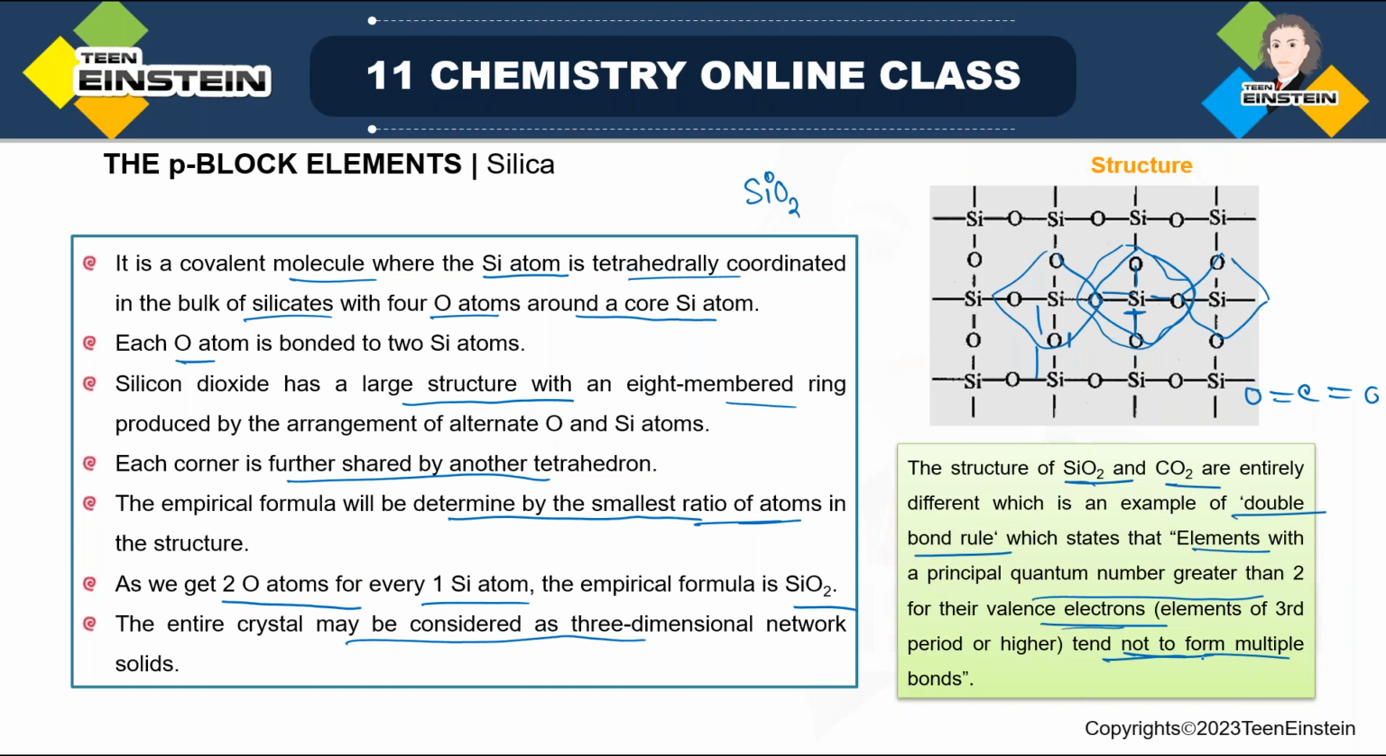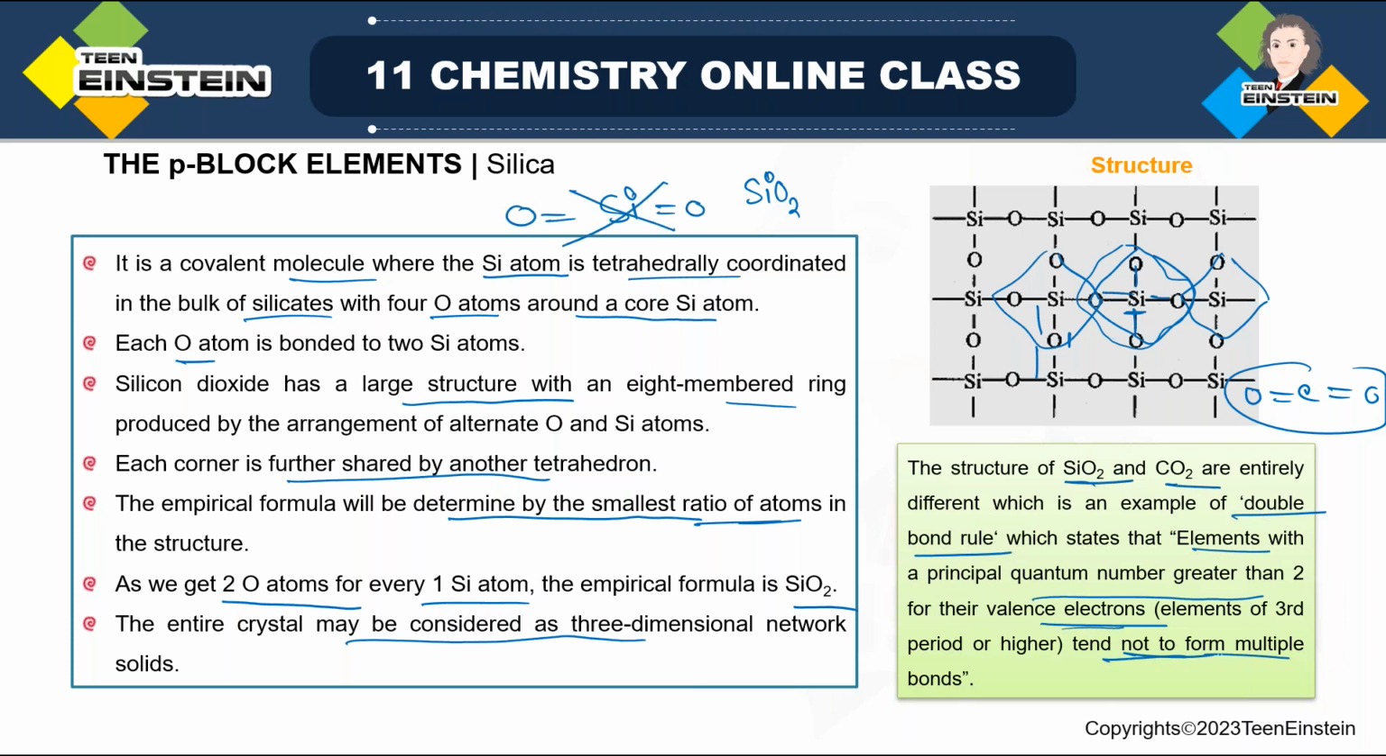Sorry, they do not tend to form multiple bonds. If the principal quantum number is lesser than 3, that is 2, then it will form multiple bonds. So in the case of CO2 you have a multiple bond, that is a pi double bond between carbon and oxygen, but that is not the case for Si. So don't think that the bonding is like this, it is absolutely wrong.